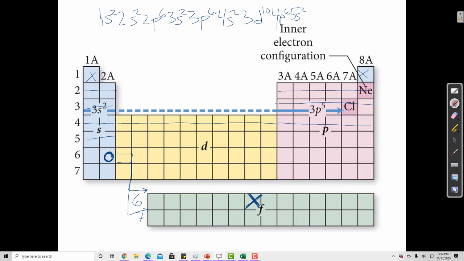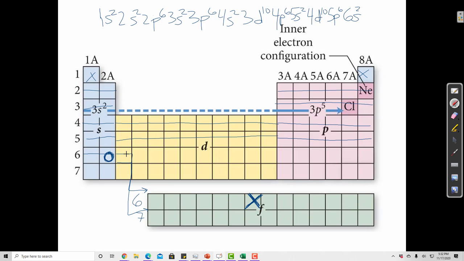What's next? 5S2. What's next? This one. I'm in the fifth row, and I'm doing the D block, so in the fifth row I'm talking about 4D. What's next? This one. I'm in the fifth row, and this is the P block, so these are 5P. What's next? Sixth row, 6S2. All right, and now the funny stuff is going to happen.